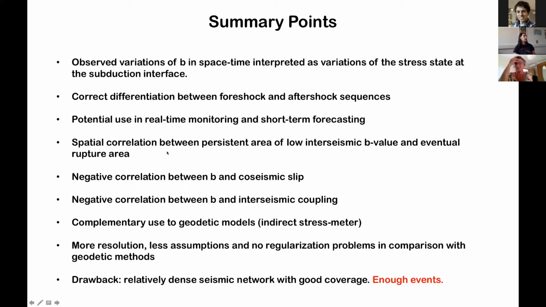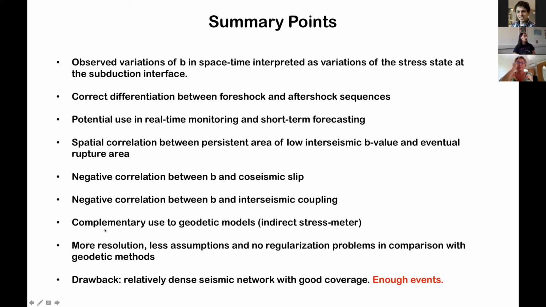There is a spatial correlation between a persistent area of low interseismic b-value and the eventual rupture area, the eventual coseismic slip. There is a negative correlation between b and coseismic slip. So as we decrease b-value, we increase the coseismic slip. There is also a negative correlation between b and interseismic coupling. So as we decrease b, we increase the coupling. We are talking, of course, about interseismic b.